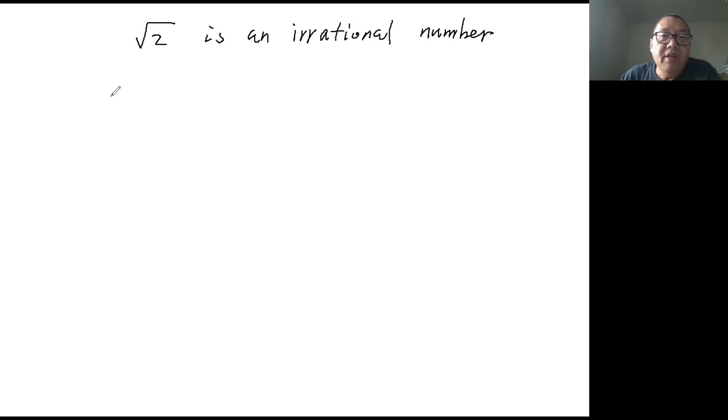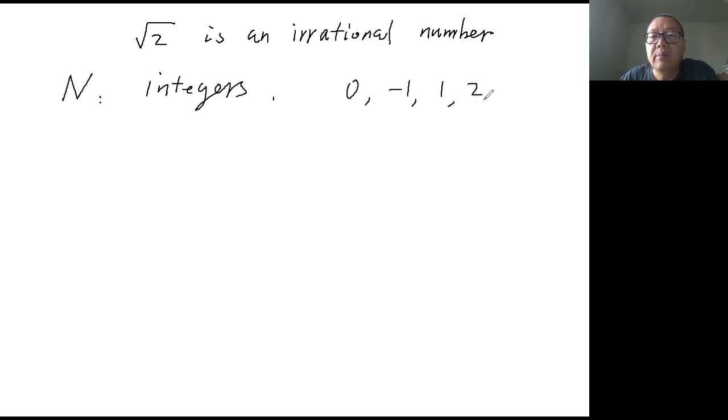To explain this, let's first start from integers. The set of integers in math, we use capital N to represent. Integers are numbers such as 0, -1, +1, +2, and so on. Integers include the positive integers, negative integers, and 0.